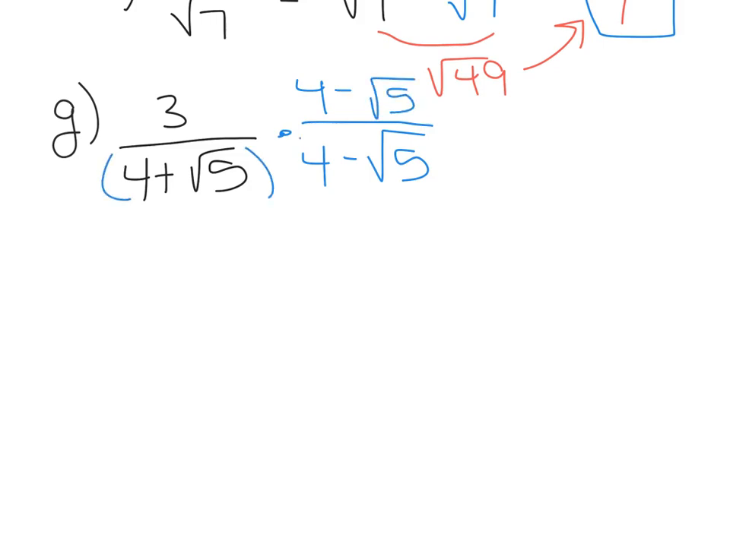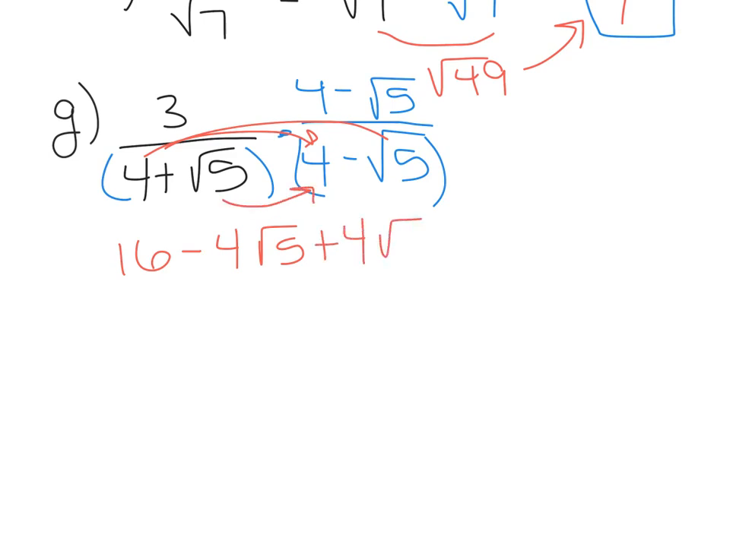So this is going to turn into double distribute or FOIL. And you're going to have to do 4 multiplications here. So 4 times 4 is 16. 4 times the negative square root of 5 is negative 4 square root of 5. Then 4 times the positive square root of 5 is positive 4 square root of 5. And then square root of 5 times negative square root of 5 is negative square root of 25. And you can simplify all of this.